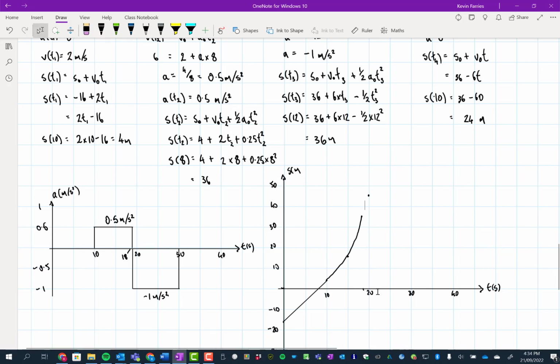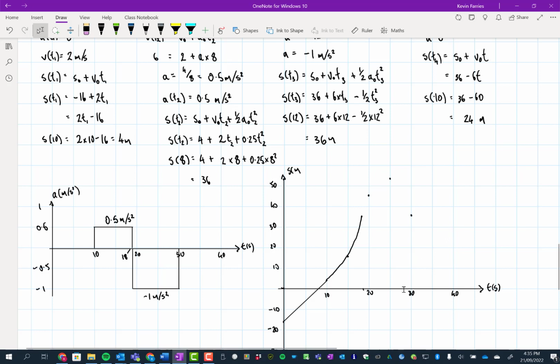Okay, and then let's figure it out at a time of 25 seconds. Well, this stage started at 18, so that's 7 seconds into this stage. So I'm going to put 7 into this equation now. So I'm going to get 36 plus 6 times 7 minus 0.5 times 7 squared, which is going to be 53.5. So 53.5 would be about here. Well, we should know 30 is equal to 36. So 30 is going to be 36, which is about here.